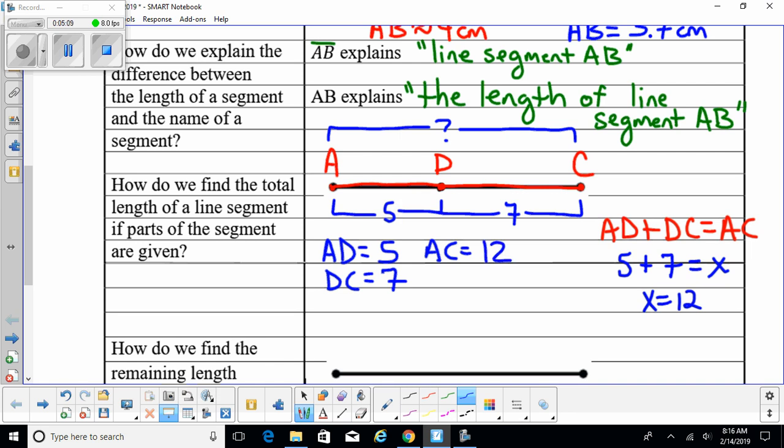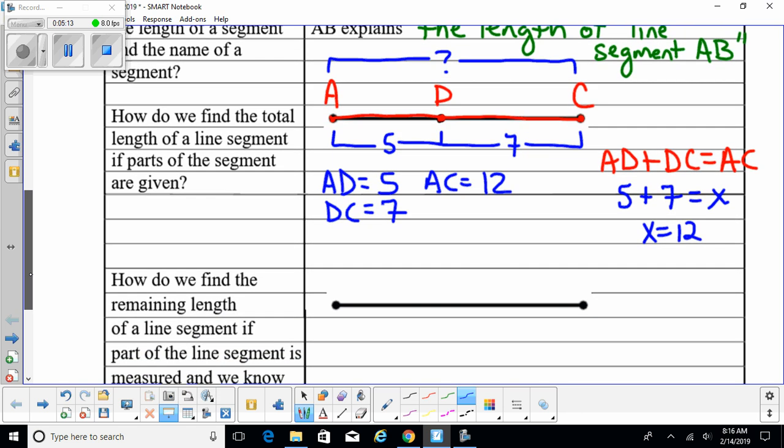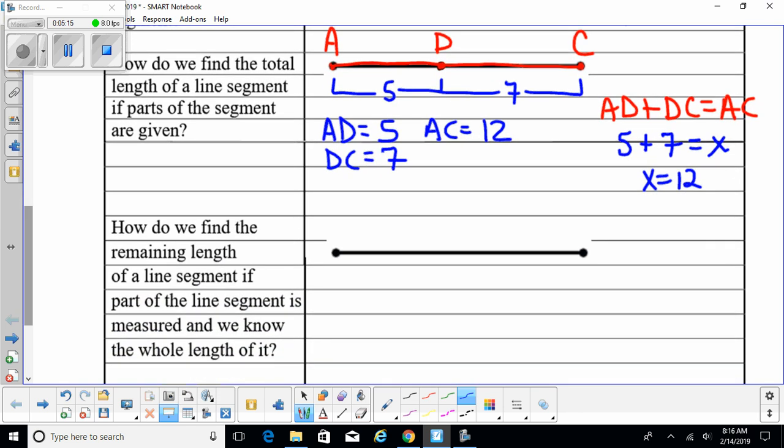This concept will continue throughout this unit. It's not always going to be this simple though. So let's see how this plays out a little differently. Here it says, how do we find the remaining length of a line segment if part of the line segment is measured and we know the whole length of it?